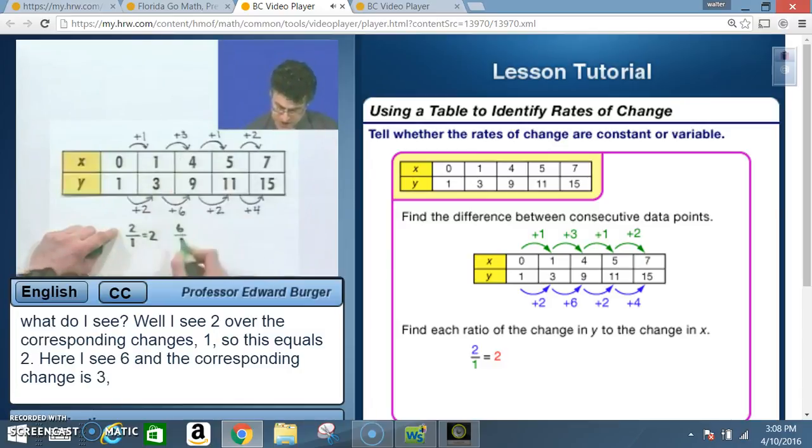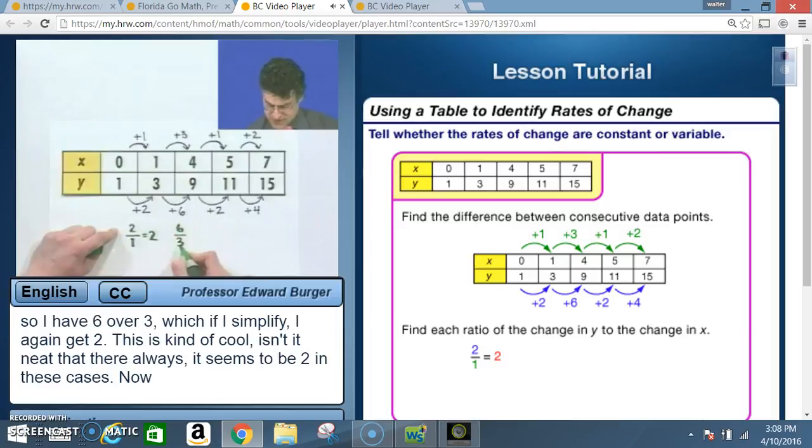And the corresponding change is 3. So I have 6 over 3, which if I simplify, I again get 2. This is kind of cool, isn't it? Neat that there seems to be 2 in these cases. Now let's see if that continues.